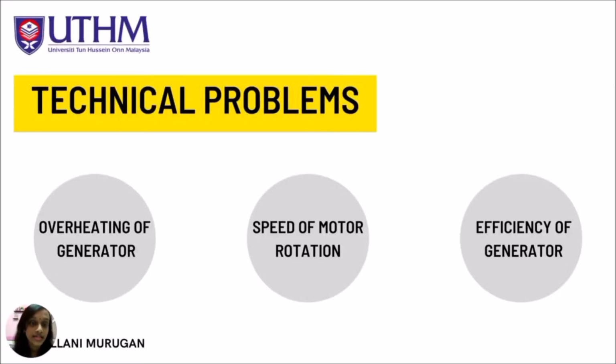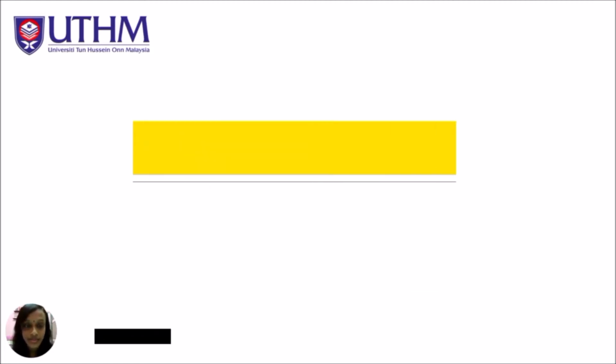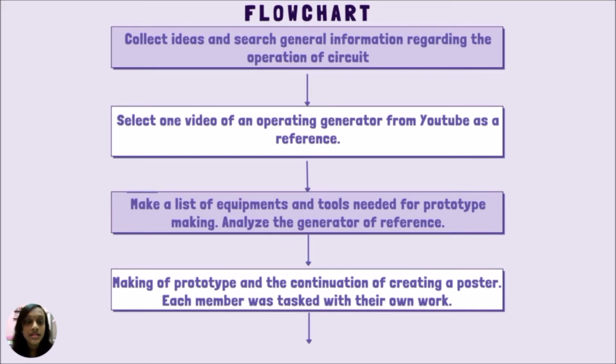Next, let's take a look at the technical problems of our prototype before we did the improvisation to try to overcome these technical problems. So the first one is the overheating of the generator. This problem occurs due to the friction of the conveyor belt. The second one is the speed of the motor rotation. And the third one is the efficiency of the generator. So basically, this project is intended to create a generator that can self-run continuously by the application of electromagnetic concept with minor improvements. And this is the flowchart of our project.